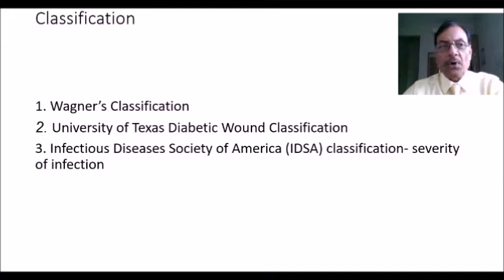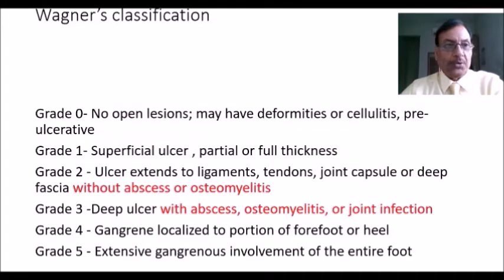Now, when we go for the treatment, we must understand the classification, because classification gives a protocol for all to follow the same way of treating the patients. The most commonly used classification is the Wagner's classification, which is supposed to be on the tip of the tongue of a medical graduate. There are others also, which are usually for reference: the University of Texas Diabetic Wound Classification, and the third one is the Infectious Disease Society of America classification. There are two more. So we must know about the Wagner's classification in detail. And it is a simpler one.